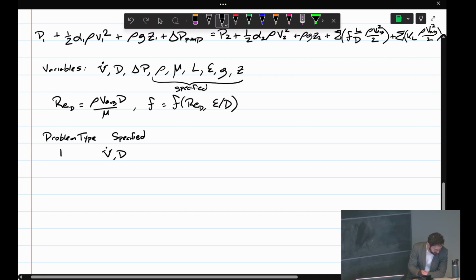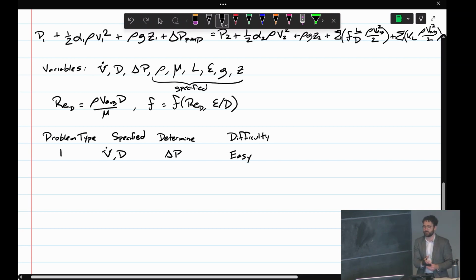So if you're specified a volumetric flow rate and a diameter, and you're asked to determine the pressure drop, that's basically what our formulas for internal flows are designed to do. They take those as inputs and give you a pressure drop as an output. So that's the easiest type of internal flow problem.